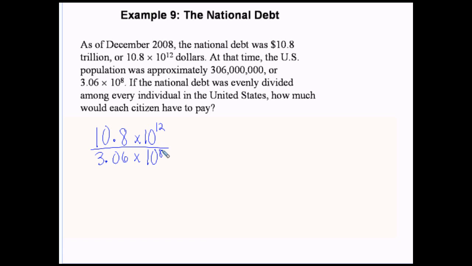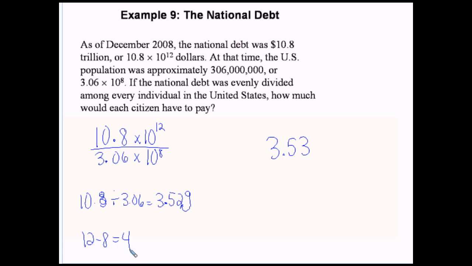So I'm going to do the 10.8 divided by the 3.06. And that gives me 3.529 stuff, but that 9 is going to round up the 2. So I have 3.53, and 12 minus 8 gives me 4. So that's my new exponent. So that means that in 2008, every single person in the United States would have had to pay $35,300 to pay off the national debt. And that includes infants, really, really old people. Who has $35,300 to just give to the government when they take our money?